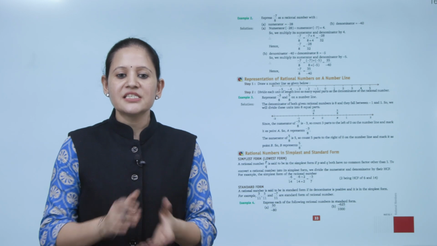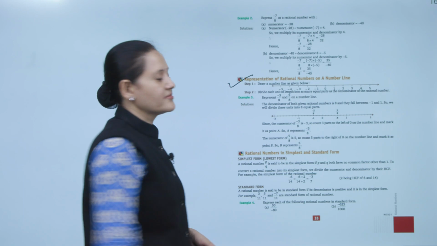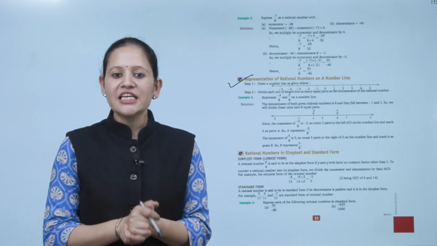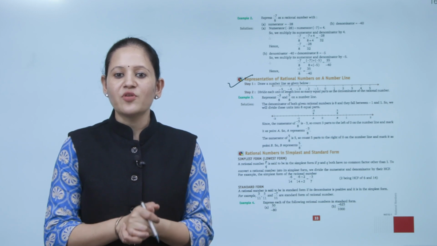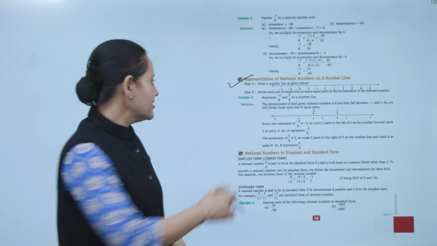Next is representation of rational number on the number line. Step 1. Draw a number line given below. Divide each unit of length into as many equal parts as the denominator of the rational number. Example समझते हैं.